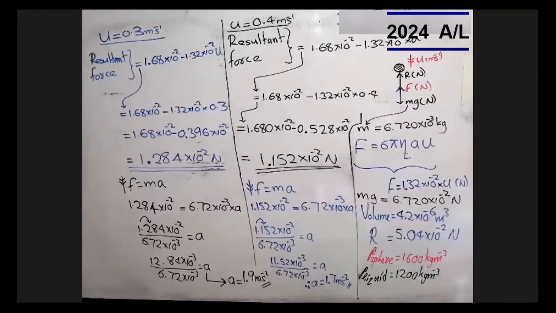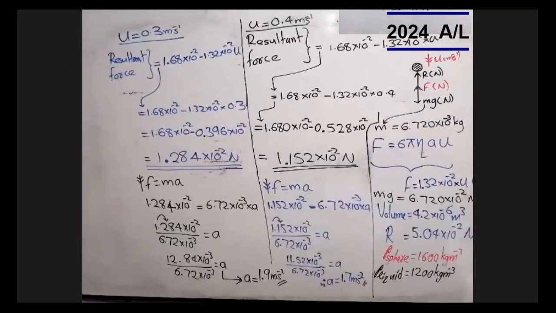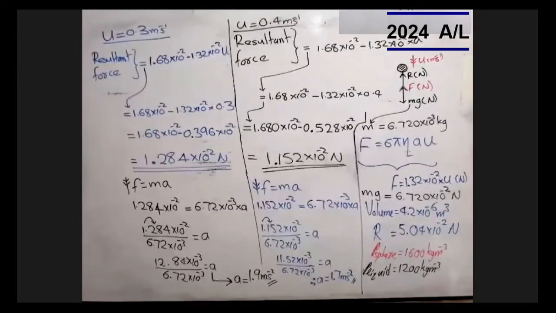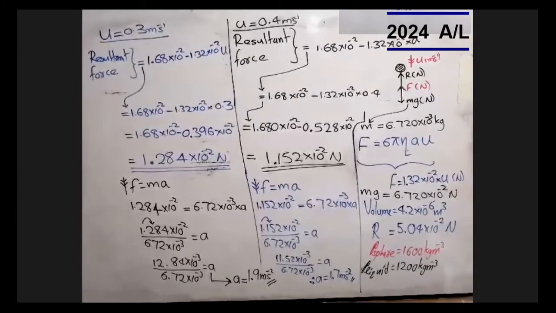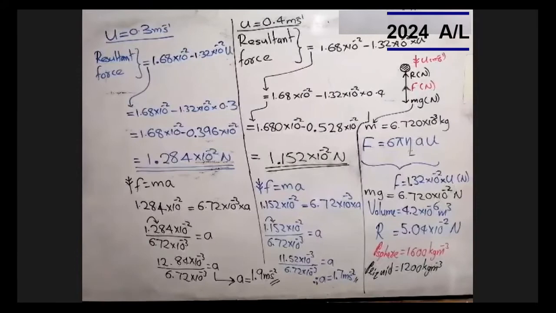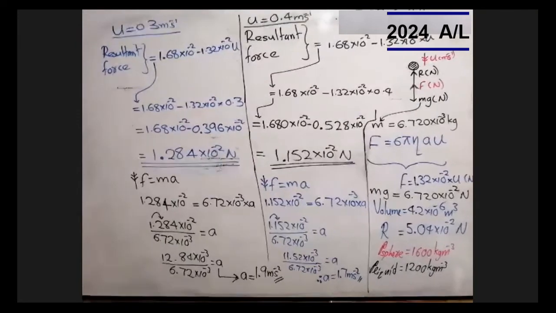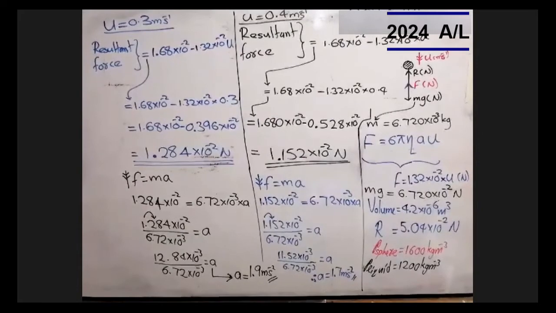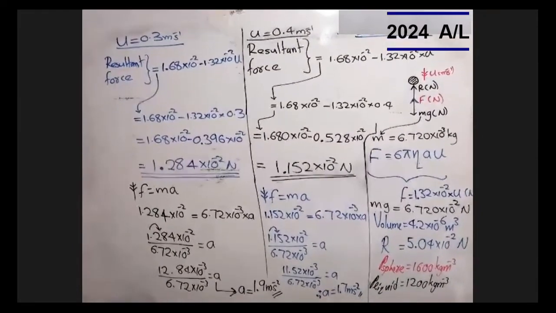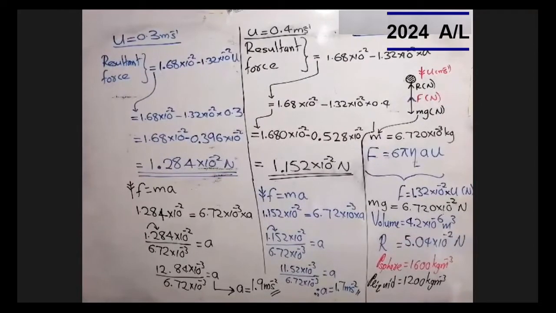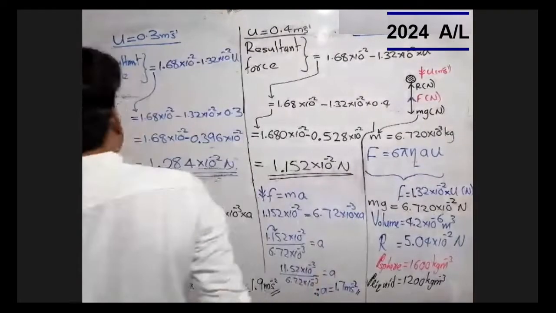According to the above calculations, it is confirmed that the resultant force acting on the sphere is reduced when the velocity of the sphere is increased. Full stop.